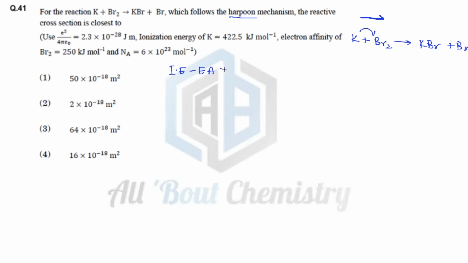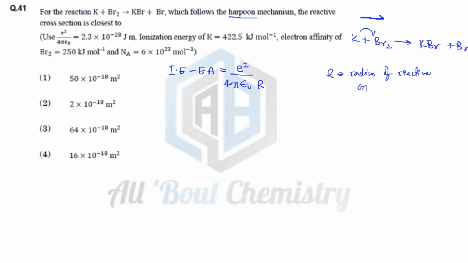So the difference of both of them will be equal to the total energy which is required for the removal of electrons. So that will be given by e square upon 4 pi epsilon naught R. This is overall equal to the energy which is required. Now over here, this R is nothing but the radius of reactive cross section.